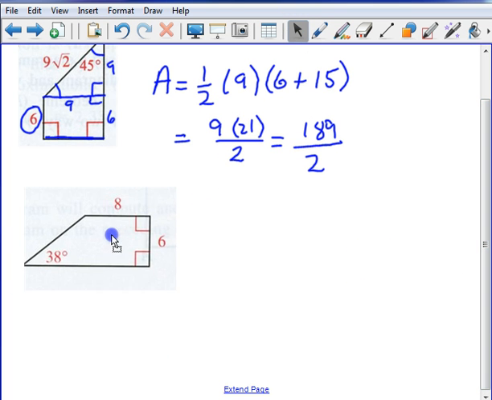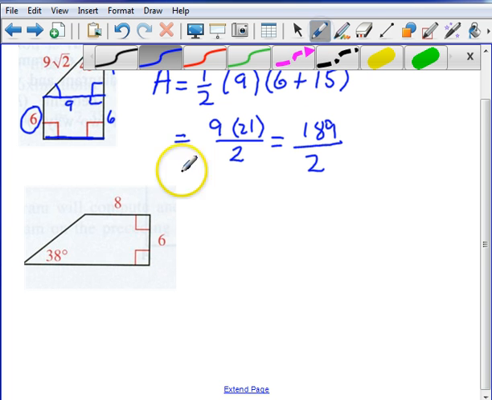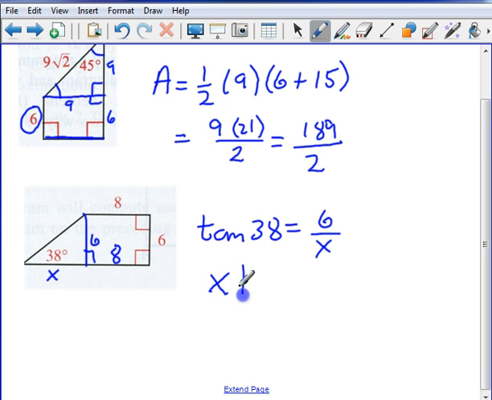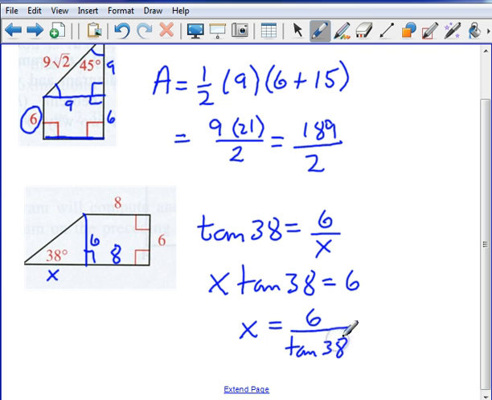Okay, how about this one? We're going to need a calculator for this because we don't know any trig functions for 38 degrees. And we're going to need trig to figure out how long this is right here. If I drop a perpendicular straight down, I know that that's going to be 8. I'll call this x. That's going to be 6. And so remember from trigonometry, the tangent of 38 is the opposite side over the adjacent side. So x tangent 38 is equal to 6. So x is equal to 6 divided by the tangent of 38.